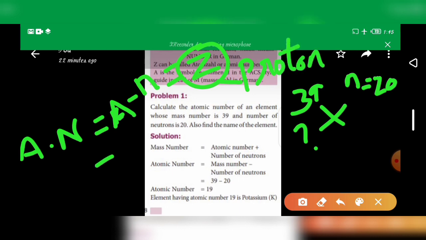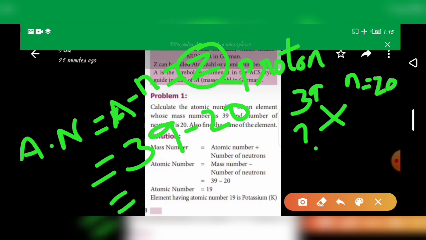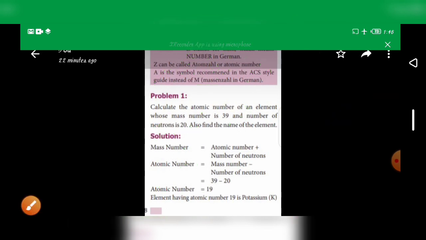Okay, see here: A is 39 and N is 20, so you subtract these and get 19. So the number of protons is 19, so the atomic number is 19. The element having atomic number 19 is potassium. Where do you find this potassium? In your periodic table. In the last lesson you saw the periodic table. From that periodic table you have to identify which element has atomic number 19.